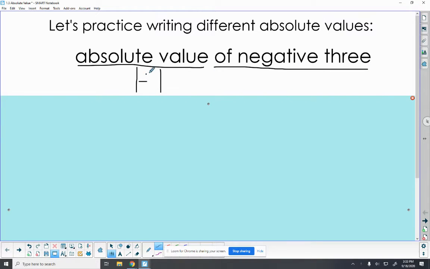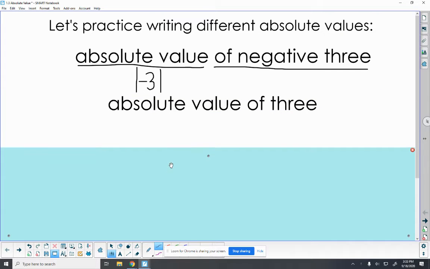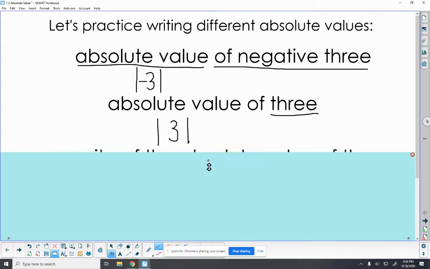So the absolute value of -3 is represented like that. And then it would be 3 units away from 0. The next one says the absolute value of 3. So we draw our absolute value lines, and I just put 3 inside my absolute value lines, which is also 3 units away from 0.